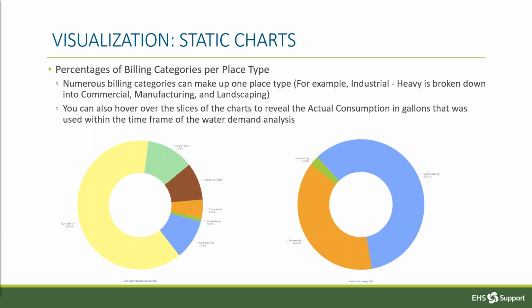In the future, Flagstaff would like to break down the place types further by also including the billing categories. These categories are not yet spatial, so for now we have provided pie charts. As I mentioned earlier, within each place type, there are multiple uses that are reflected within the billing system. As you can see in these examples, industrial heavy consists of manufacturing, commercial, as well as landscaping. We have included percentages for the categories, and you can also hover over each slice to see the actual total consumption over the same time period of the demand analysis.